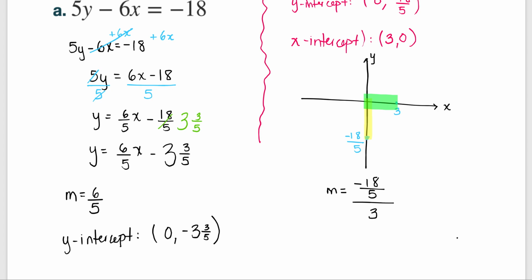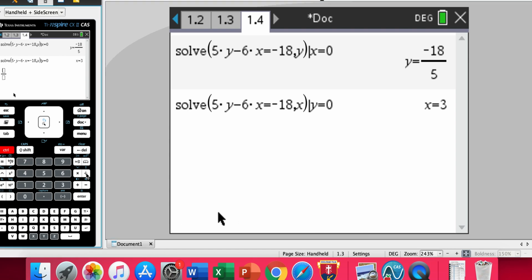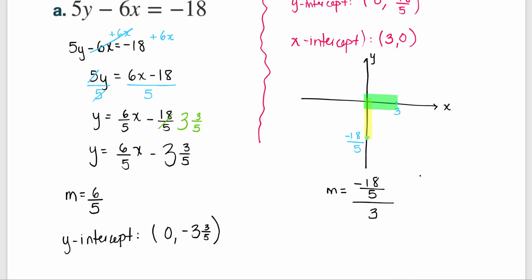If I do this in the CAS, I'm going to find what my gradient will be. So let's do it in my CAS. I'm going to do it with a fraction here. So negative 18/5, out, and I'm going to divide this by 3. And if I press enter, I get that this answer is 6/5. And this is my gradient, which is the same one.